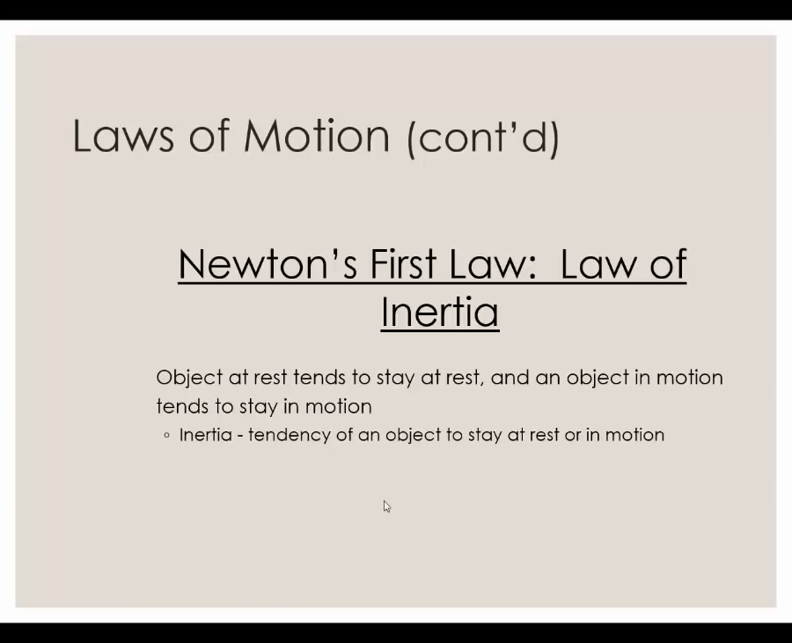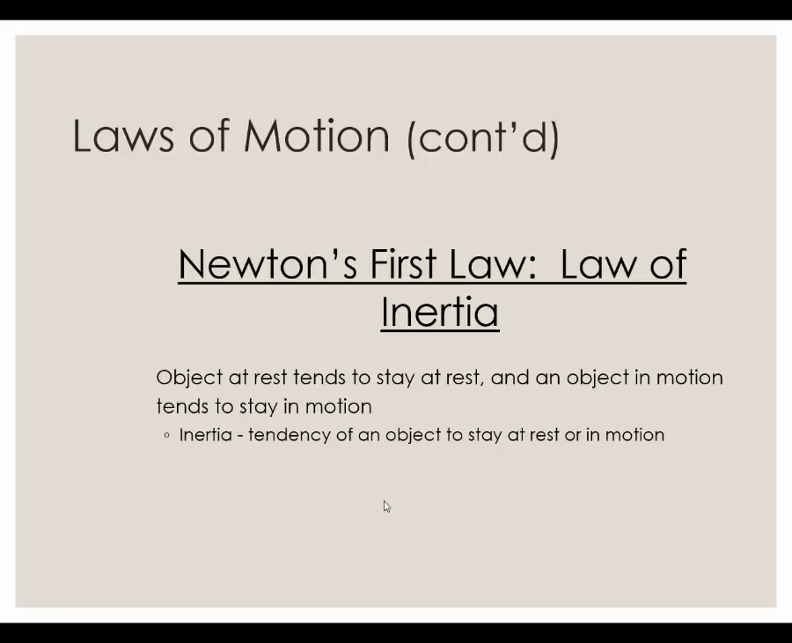So first, the law of inertia. An object at rest tends to stay at rest, and an object in motion tends to stay in motion. Inertia is the tendency of an object to stay at rest or in motion. That's the definition. So when we talk about this particular law, we might give the example, and I think your book gives the same example, of riding in a car.